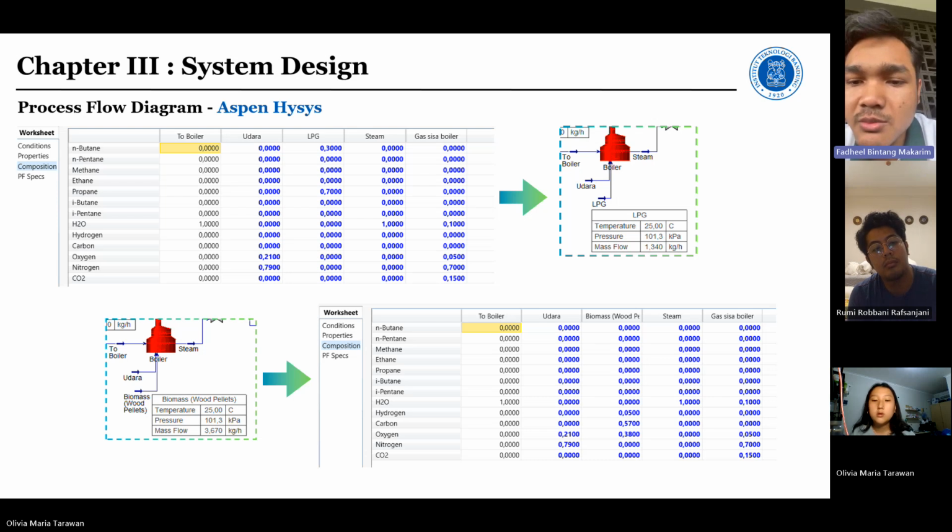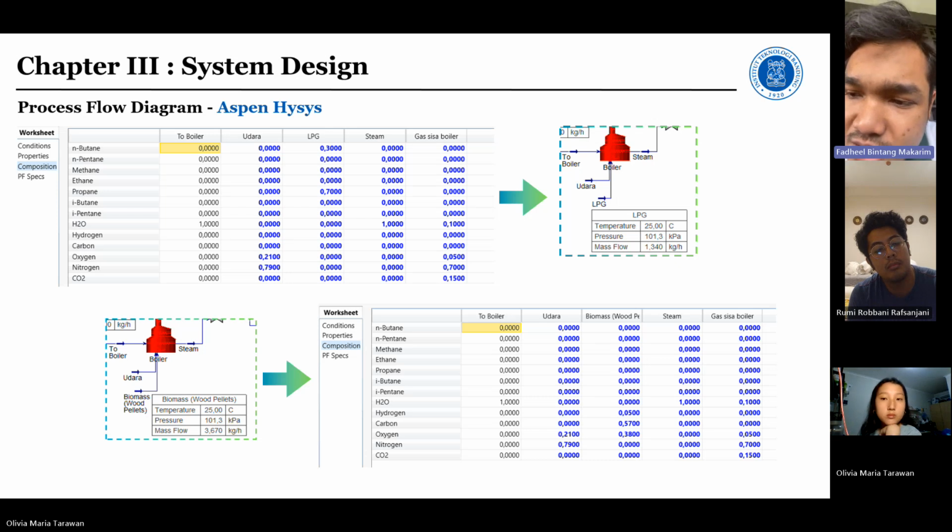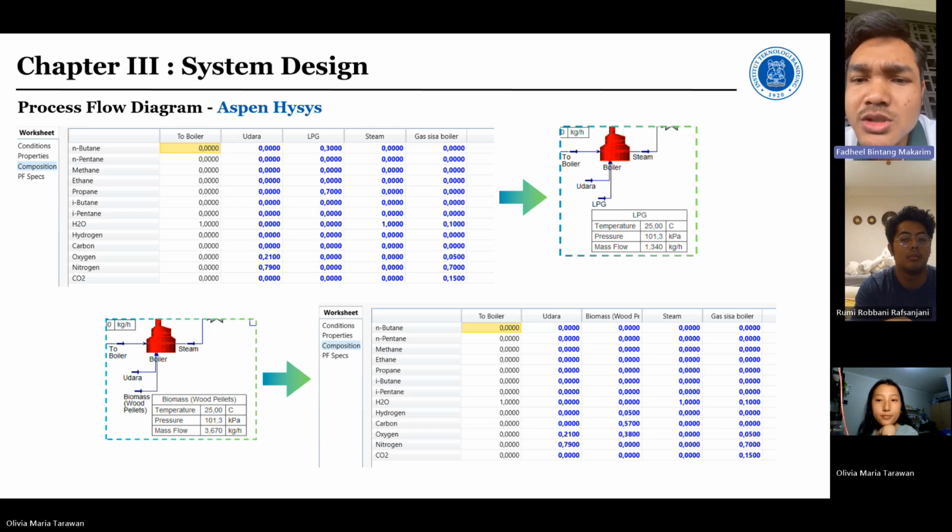Simulation 1, LPG combustion. The fuel used in this simulation consists of 70% propane and 30% butane when burned with oxygen. So the output is flue gases, which are CO2, H2O and N2, and the process steam, which is saturated H2O vapor at 152 degrees Celsius.